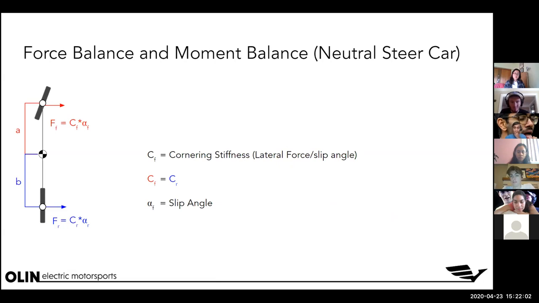So does that definition make sense? Sweet, I'm seeing some nods.